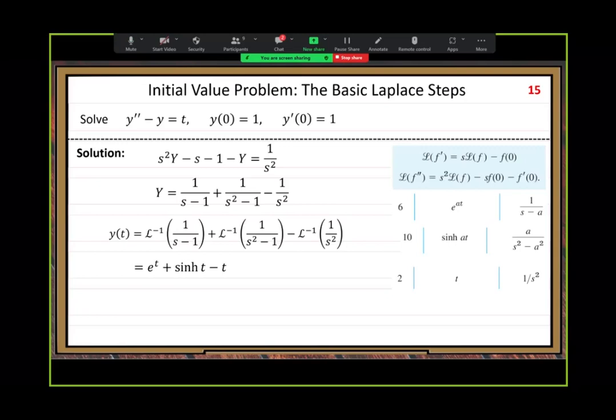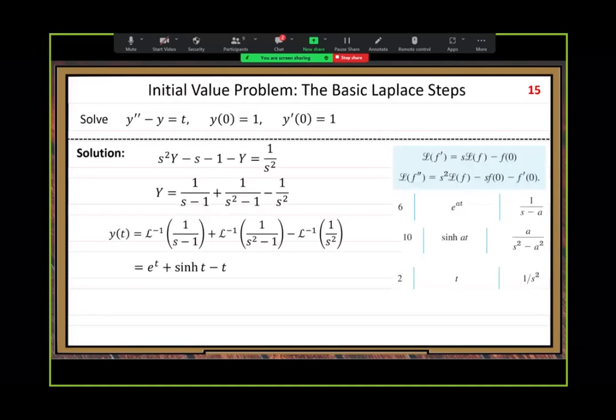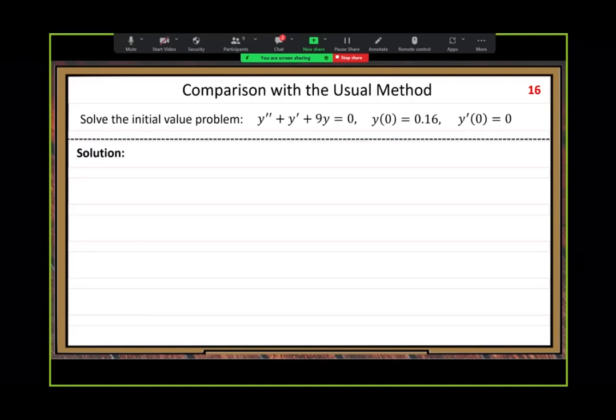All right. Next. You can look at my note file, PPT file: comparison with the usual method. Solve the initial value problem, another one this time. For this one, you can see the method is pretty much the same. Here you can see our old way.